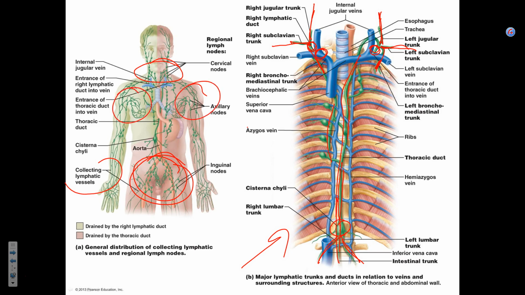Axillary. So those are four regions, two axillary regions, the cervical region, and the groin, inguinal region, where the lymph nodes are abundant. Popliteal lymph nodes, which are not shown in this picture, are less well seen, but they're often present. Where are popliteal lymph nodes? Yeah, behind your knee, okay?